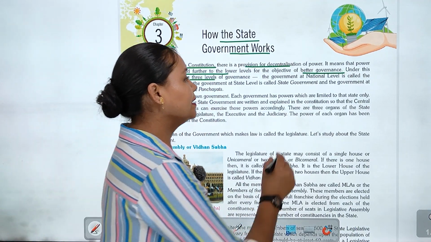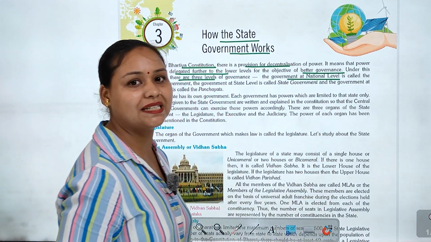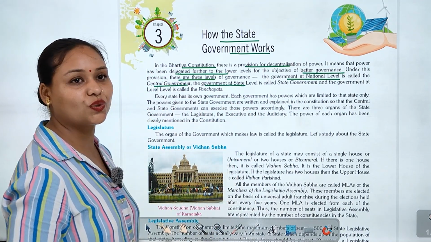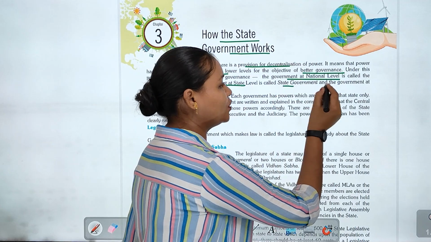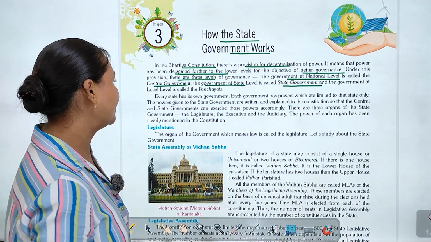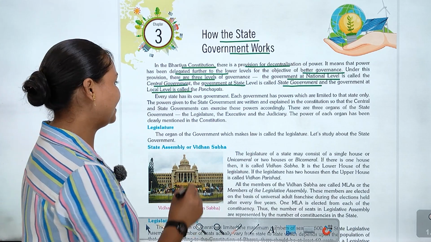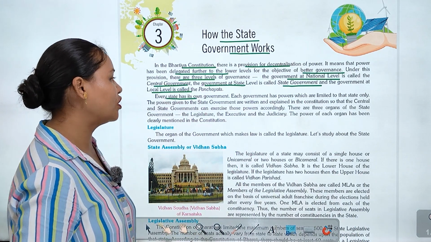Number first, the government at national level is called the central government. The government at the state level is called state government, and the government at the local level is called the panchayat. Okay, चलिए. Every state has its own government.